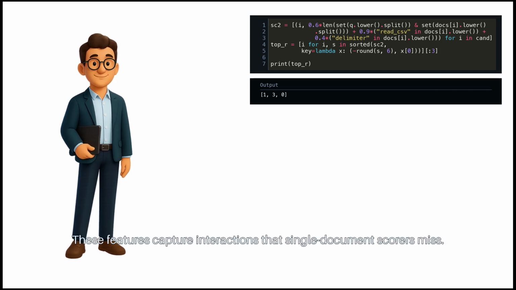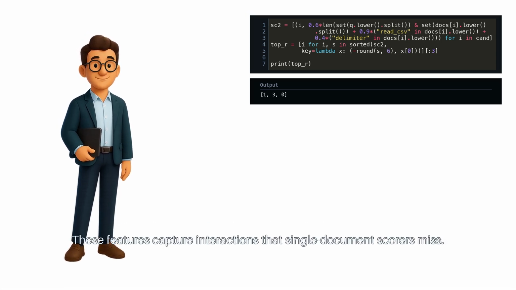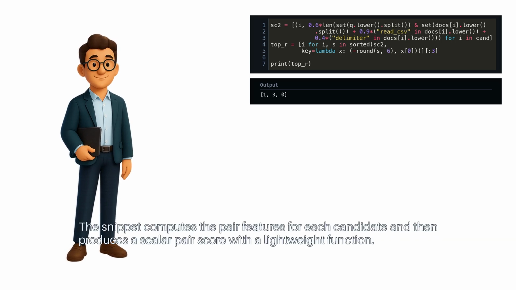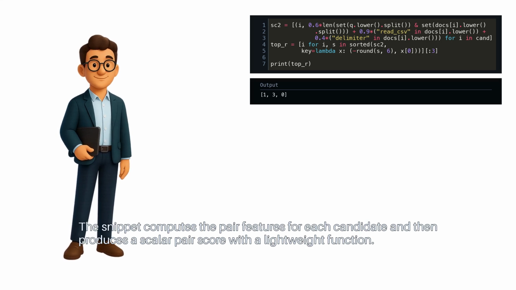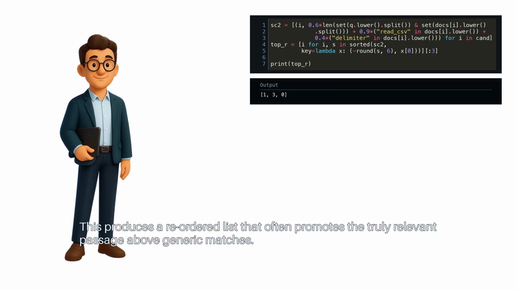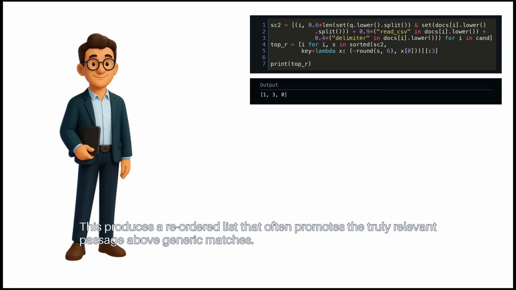These features capture interactions that single document scorers miss. The snippet computes the pair features for each candidate and then produces a scalar pair score with a lightweight function. This produces a reordered list that often promotes the truly relevant passage above generic matches.